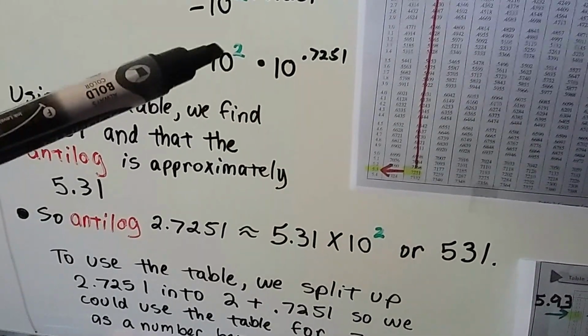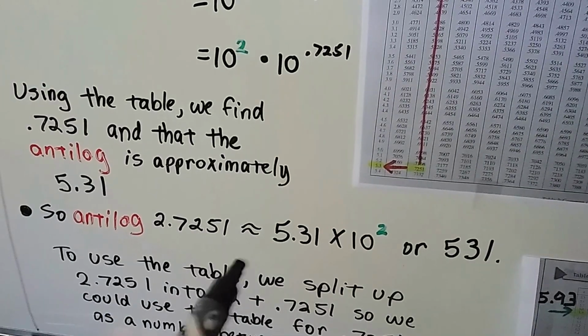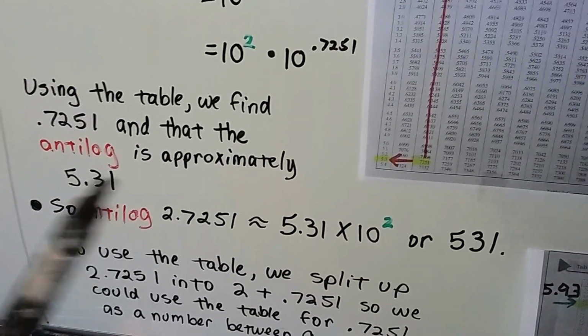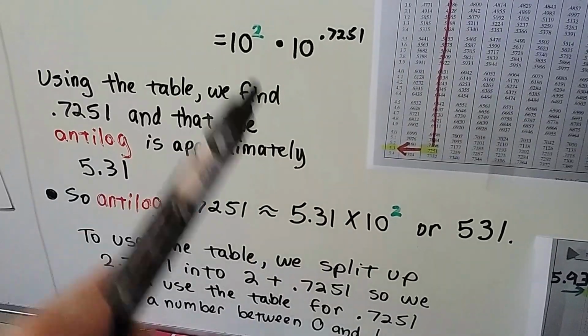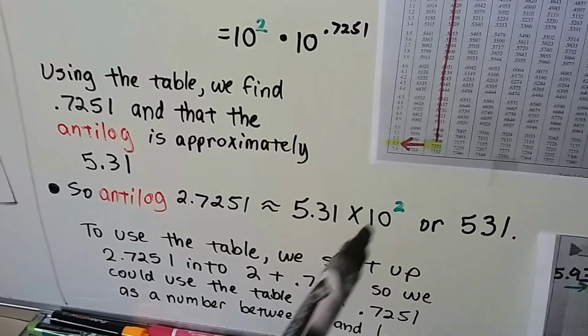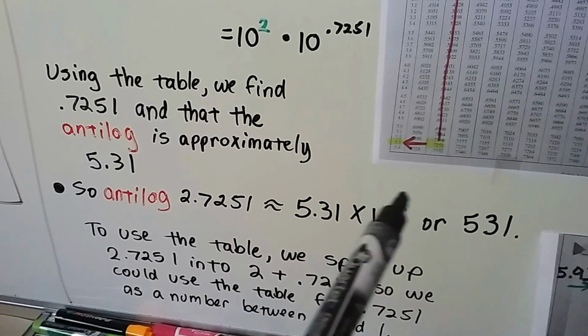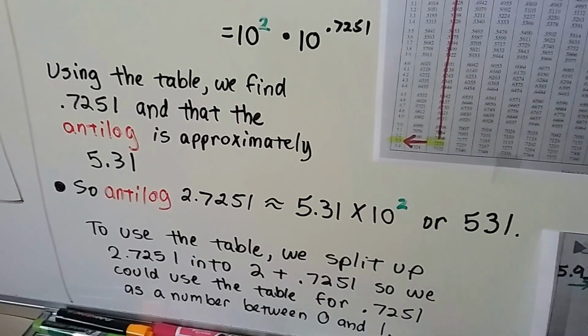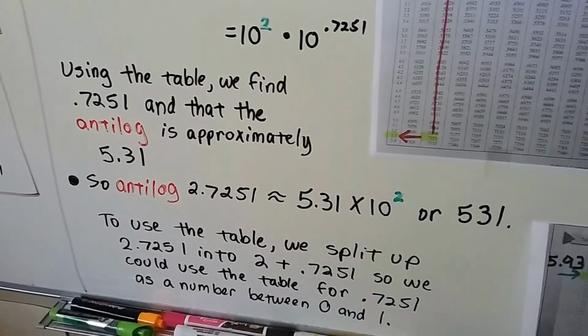We still have to deal with this 10 to the second power. So what we do is, in scientific notation, we've got 5.31 times 10 to the second power. See? Because we did this part. So now we can move the decimal point over. Because of this 10 to the second power, it's 531. See? We move it over this way.